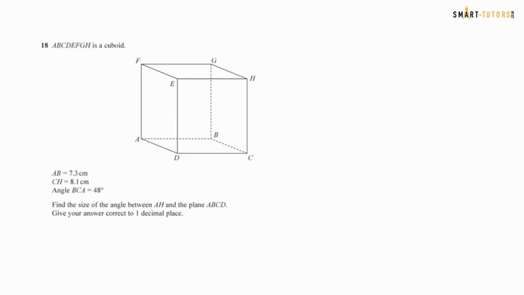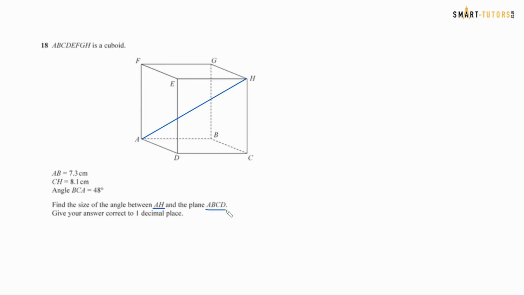Question number 18. ABCDEFGH is a cuboid. AB equals 7.3 centimetres, CH equals 8.1 centimetres, and the angle BCA is 48 degrees. Find the size of the angle between AH and the plane ABCD. The plane ABCD is the bottom plane, and AH is the line from A to H.